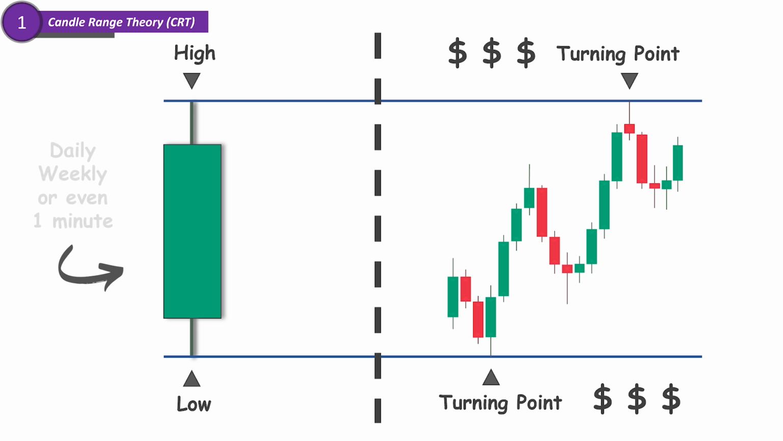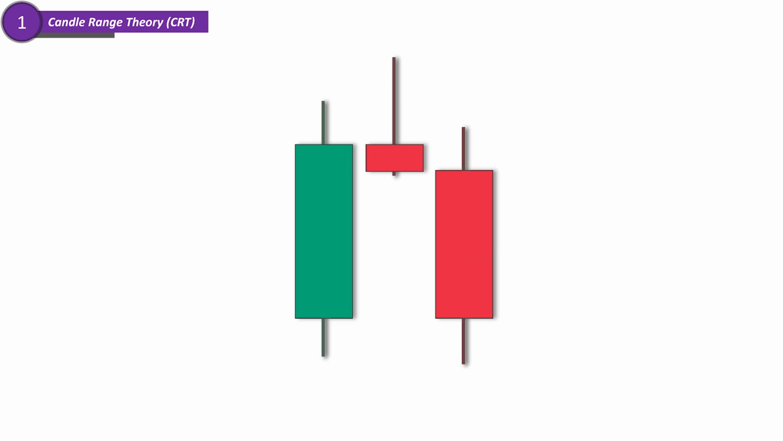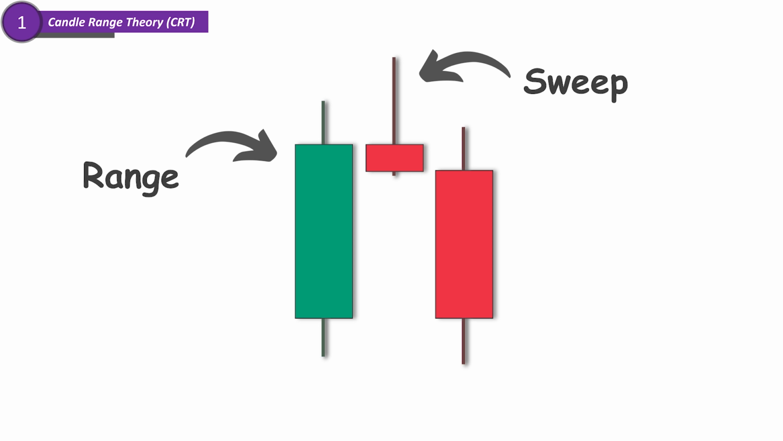The typical concept of this strategy usually involves 3 candles, and each candle has its own important role. The first candle defines the range. The second candle creates the sweep. The third candle provides the entry. Let's break this down step by step as a concept.